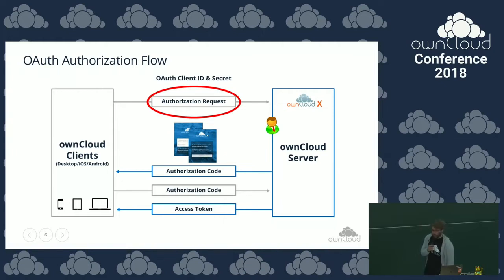All right. And what we can do in order to lock out these publicly available clients is create unique client IDs and unique secrets, and put them into our clients in order to make sure that ownCloud only accepts these requests.